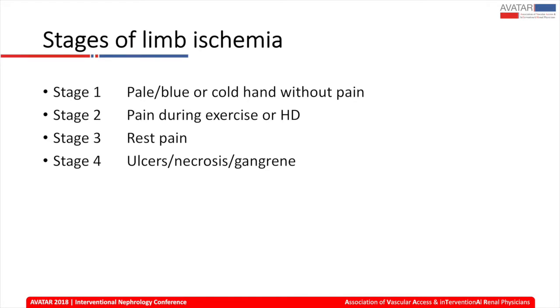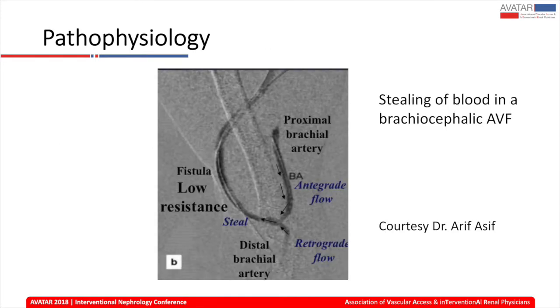Again, there are 4 different stages that have been described. Stage 1, where the fingers or the hand can get pale blue or cyanotic. Stage 2, where the pain increases during exercise. Stage 3, when there is rest pain, and stage 4, where there is tissue necrosis.